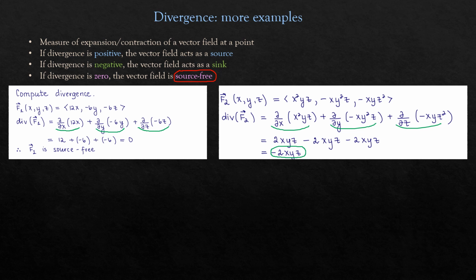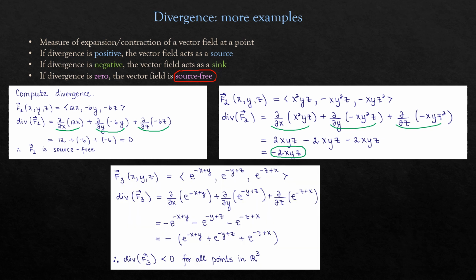2xyz. So for some points, the divergence will be 0, right? If either one of the coordinates of the point is 0, then the divergence at that point will be 0. But we can also get negative numbers, positive numbers for the divergence, very large numbers, and very small numbers. Okay, so it all depends on which point that we're computing divergence for. All right, so this vector field is not source-free.